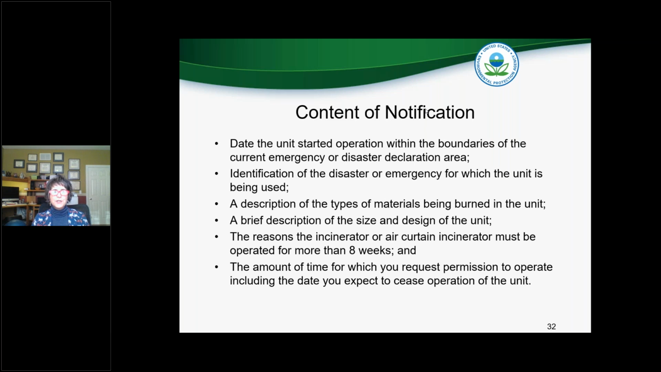So we're very specific in the regulation as to what you have to include in that notification to the administrator to request to use the incinerator for an additional 8 weeks. Again, you've got to have the date that the unit was started within the emergency or disaster area, and a specific identification of the disaster or emergency for which the unit's being used. You have to tell us what types of materials you're going to be burning, what the unit looks like, what size it is, what kind of design it is. Why do you need to operate it for more than 8 weeks? And how much time do you need up to the 16 weeks? And then give us a date that you expect you'll cease operation of that unit. All right, go on to the next slide.